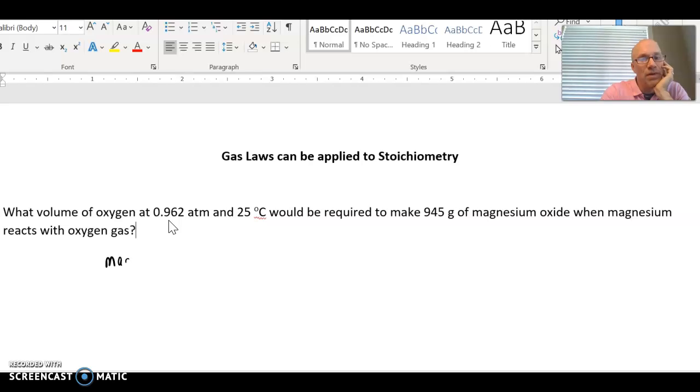Magnesium plus, what are we combining that with? It's going to react with oxygen gas. And it's going to make magnesium oxide.